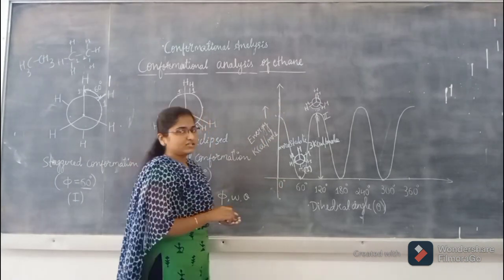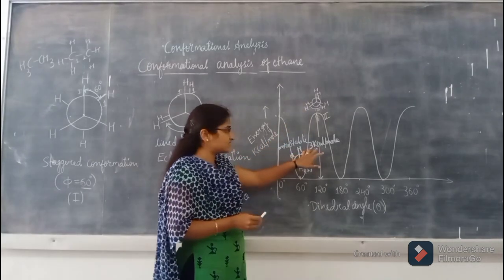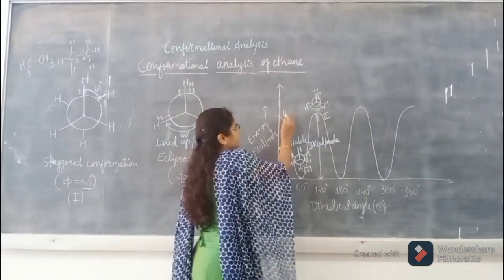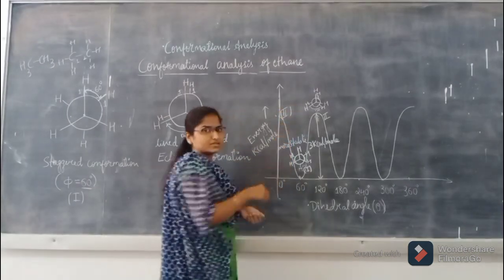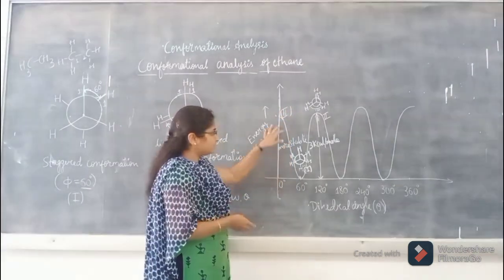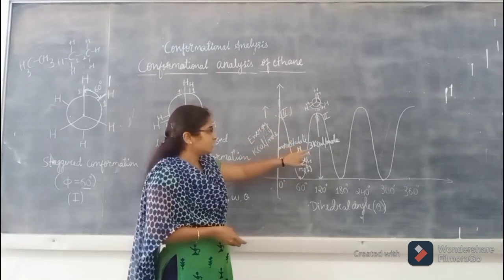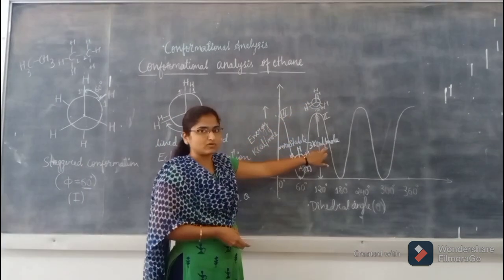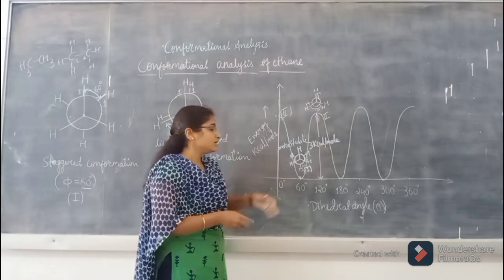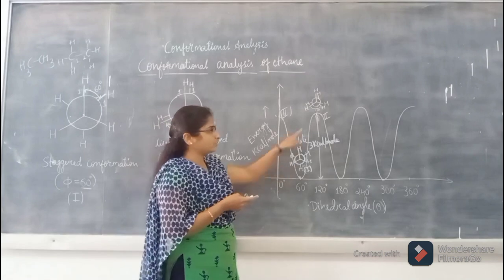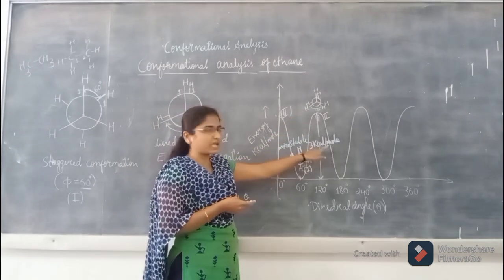The energy difference between these two conformations is 3 kilocalories per mole. Here you also get the second conformation, that is the eclipsed conformation. The difference between the eclipsed and staggered conformations is 3 kilocalories per mole. It is also called the energy barrier.